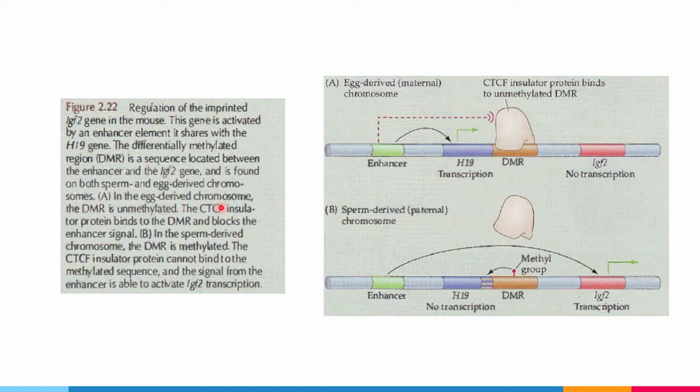But in the egg derived chromosome, the DMR is unmethylated and CTCF can just go and bind. But in the sperm derived chromosome, the DMR is methylated and the CTCF cannot bind due to the methylation, and hence the enhancer and the entire pre-initiation complex can just go ahead and activate the transcription of IGF2, and thus only in the paternal copy will IGF2 be active, and there will be a non-functional IGF2 from the egg derived, maternal copy.